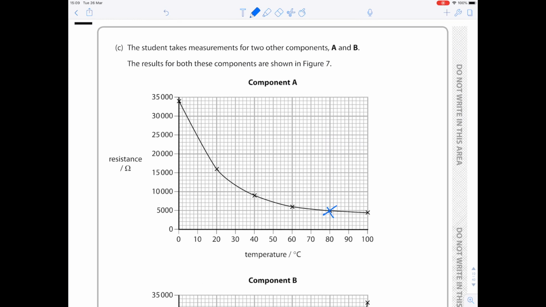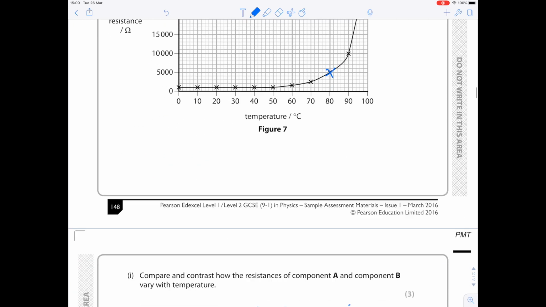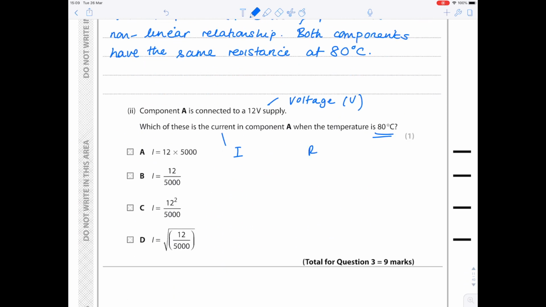At 80 degrees, you can see that the resistance is 5,000 ohms. So resistance is 5,000 ohms. In terms of the formula triangle you need here, it's VIR, which states that current is voltage divided by resistance, which is therefore 12 divided by 5,000. So in terms of picking between A, B, C or D, I can see that B is the correct answer here.